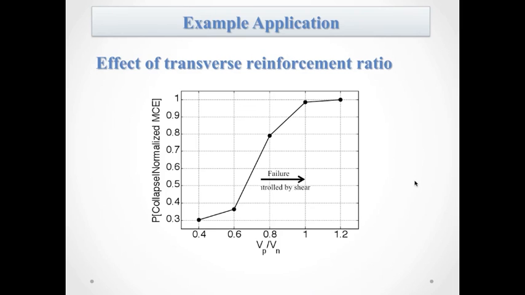For each Vp over Vn ratio, so for each specific spacing of transverse reinforcement, we found the collapse risk for a specific spectral acceleration level. In this plot we selected the maximum considered earthquake. So this is the spectral acceleration at the fundamental period for the maximum considered earthquake, and we can see how this parameter, Vp over Vn, is influencing the response.